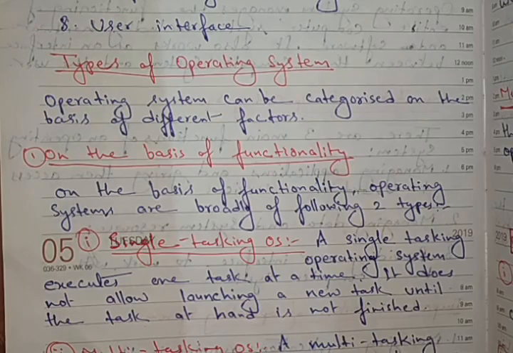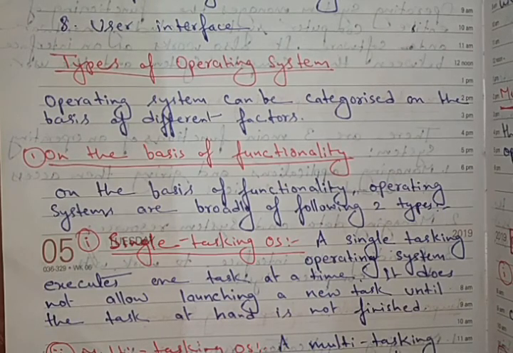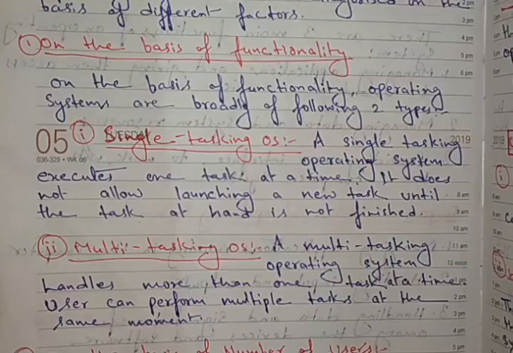A single tasking operating system executes one task at a time. It does not allow launching a new task until the task at hand is finished. Examples of such operating systems are disk operating system, known as DOS, from IBM and Microsoft. Windows 95 is also one kind of single tasking operating system. An instance of such functionality is if you have given a print command in DOS, then until the printing is over, you will have to wait to issue the next command to do another task.